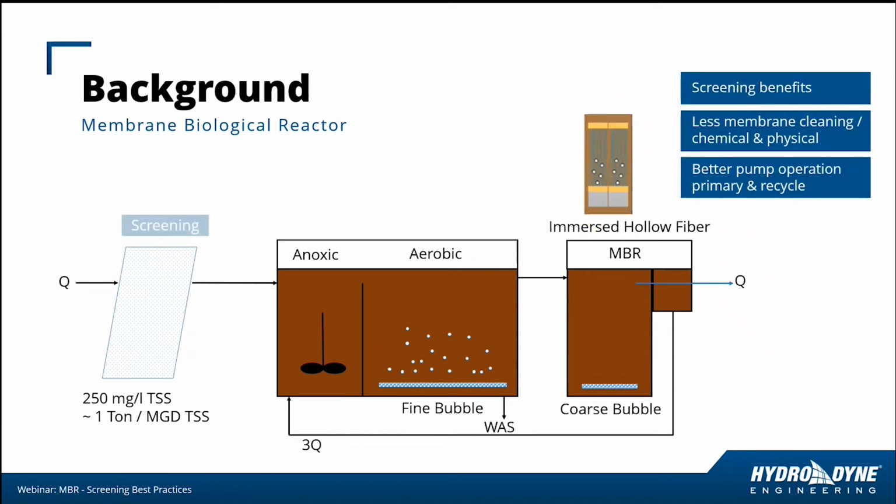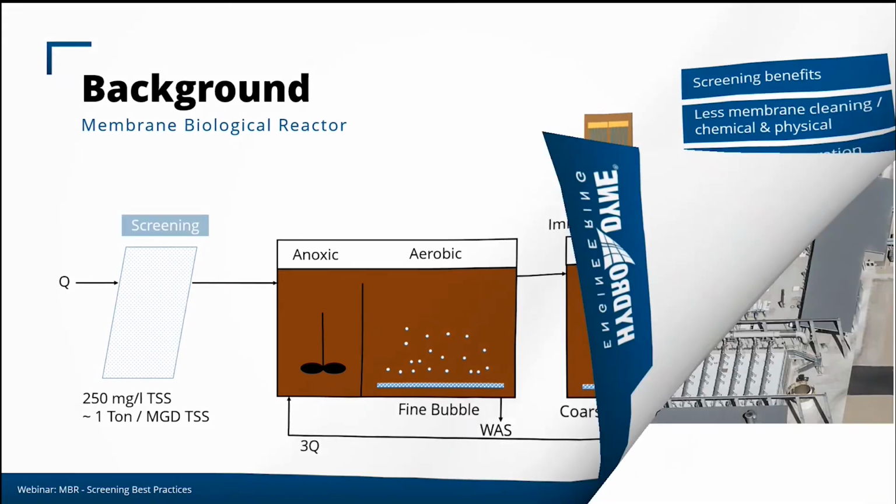In this case, the immersed hollow fiber membrane cartridge sits in its own tank. If we have good screening, the benefits are less membrane cleaning, meaning less chemical cleaning and physical labor required to clean the membrane surface, and ultimately better pump operation downstream. There are fewer textile fibers that can get caught and bound up in a rotating pump impeller, and therefore less maintenance required over time. So good screening is important.